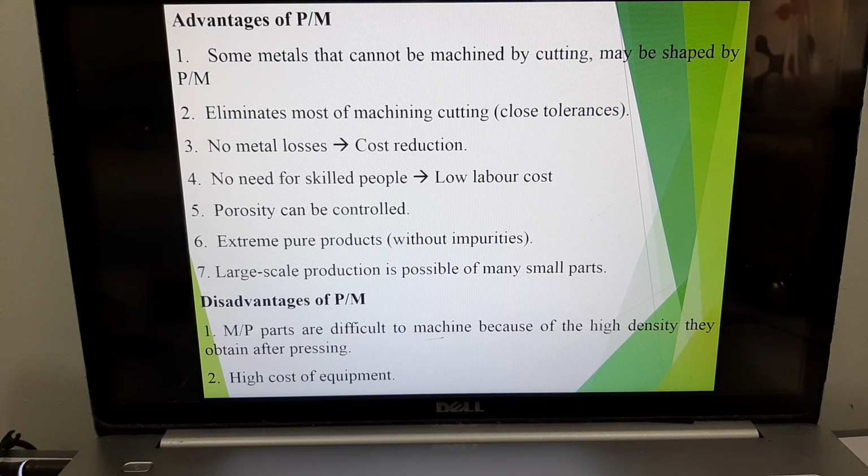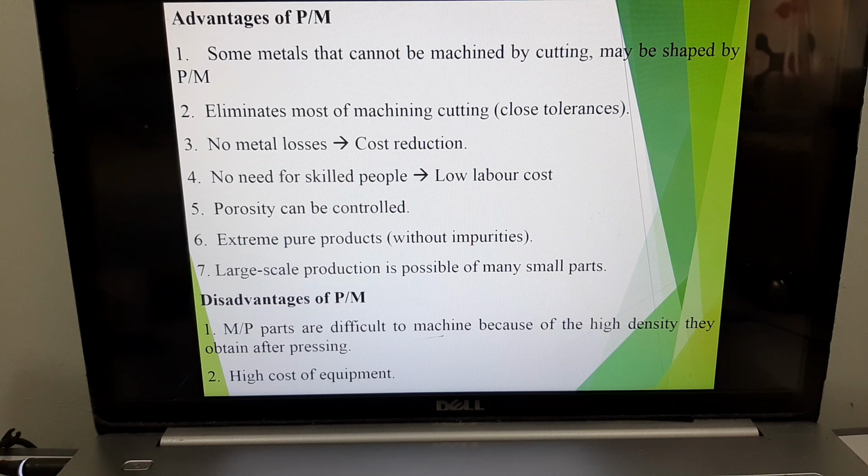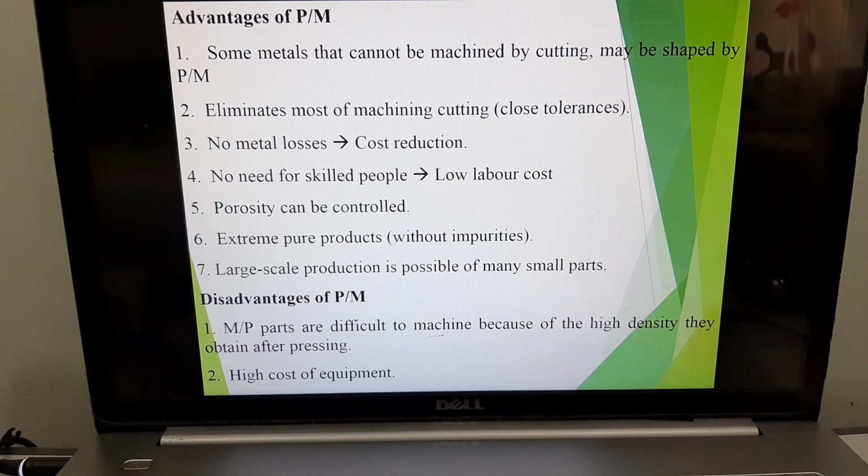I can eliminate most of the machining, cutting, where you can obtain close tolerances. There is no metal losses. Okay, advantages of powder metallurgy: no metal losses. Because whatever you compact in the form of powder into your mold is what you get. So you do not need to go and machine it excess, like how you do in sand casting and whatnot. Whatever you get is your perfect final finished product.